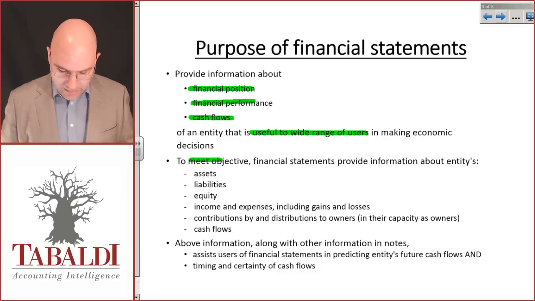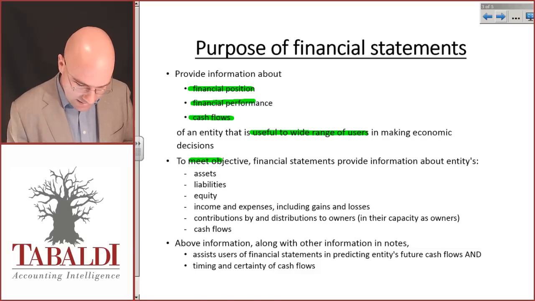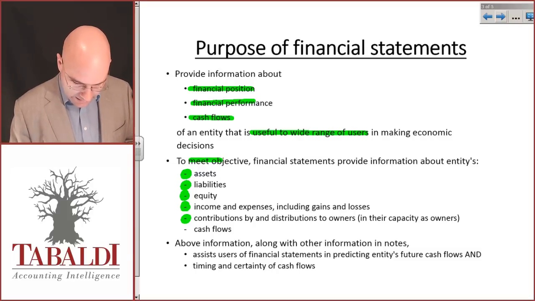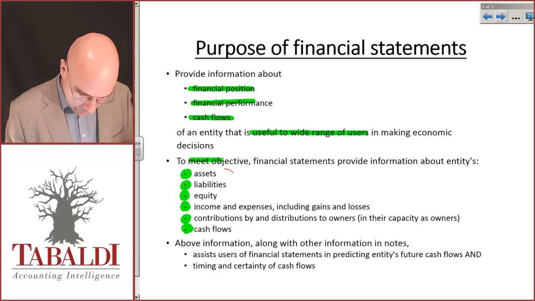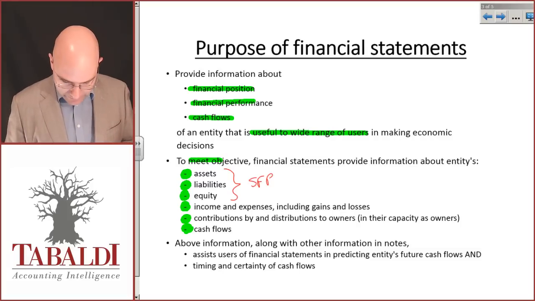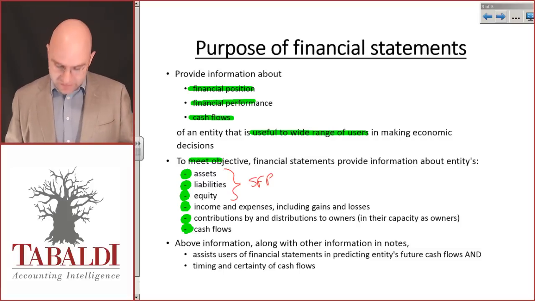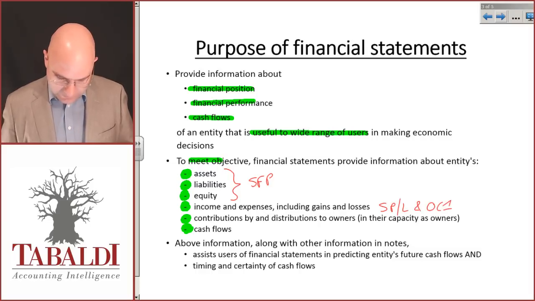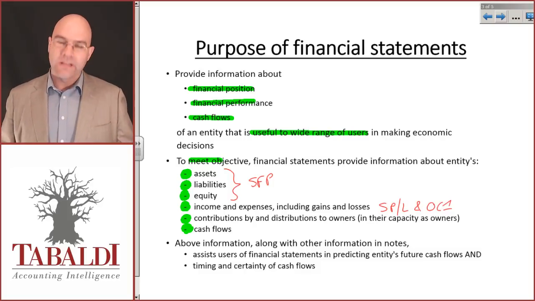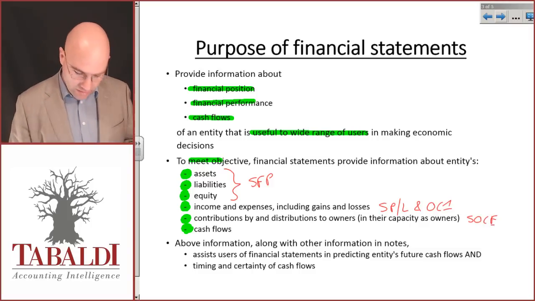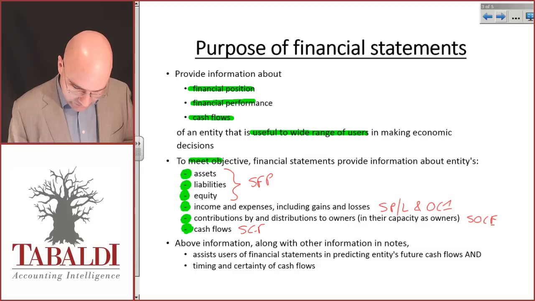To meet this objective, the financial statements must provide information about assets, liabilities, equity, income and expenses, contributions and distributions to owners, and cash flows. So this we will group in assets, liabilities, and equity in the statement of financial position. The income and expenses, including gains or losses, will be in the statement of profit or loss and OCI, and the contributions by and distributions to owners will be in the statement of changes in equity. Last up, we'll have our statement of cash flows.